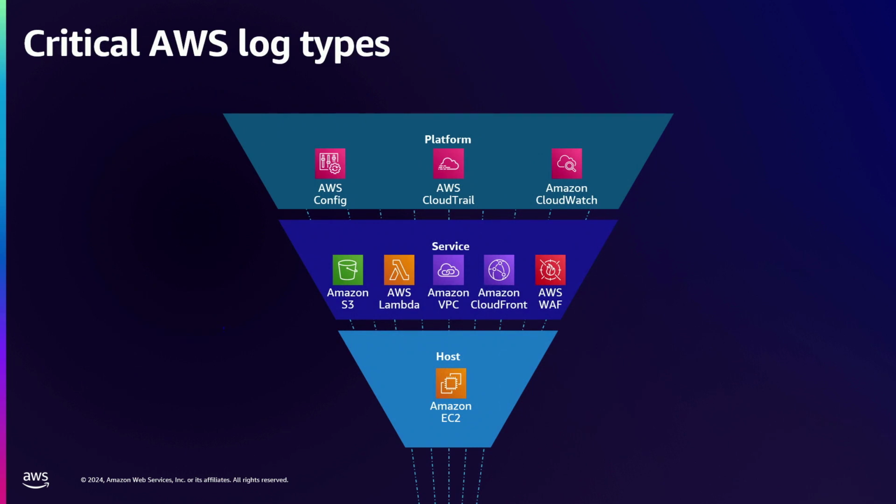So now I want to talk about the critical AWS log source types. Individually, each log can provide valuable insights, but it's only when you enable logging across your entire environment that you can truly understand the complete narrative of your AWS infrastructure. When determining the most important logs to collect, there are 3 overarching categories to consider. So first we have platform-wide activity. So CloudTrail, for instance, monitors all API calls made within the AWS account, offering a comprehensive audit trail of actions taken by users, applications, and AWS services.